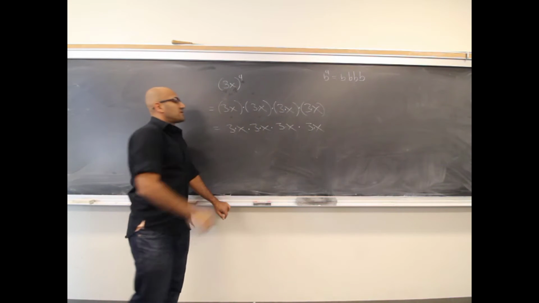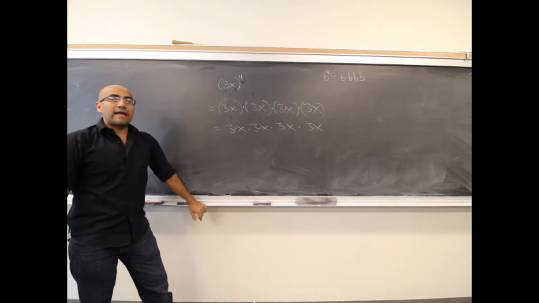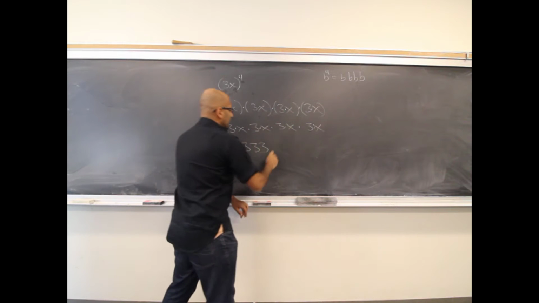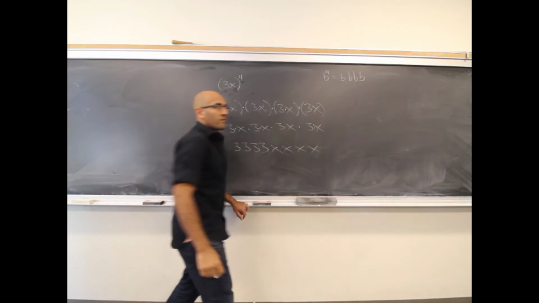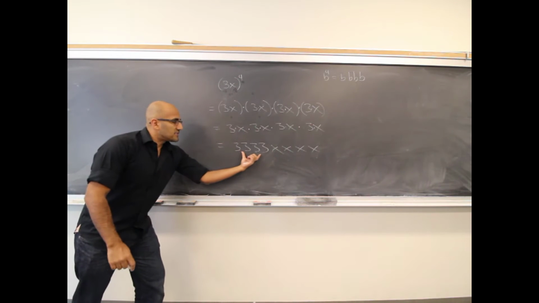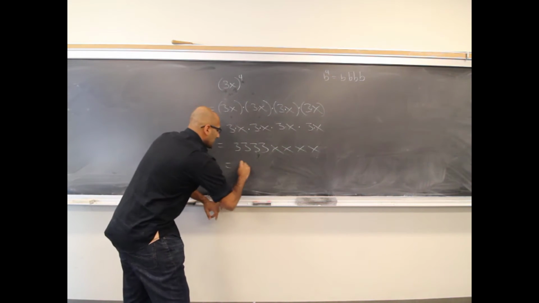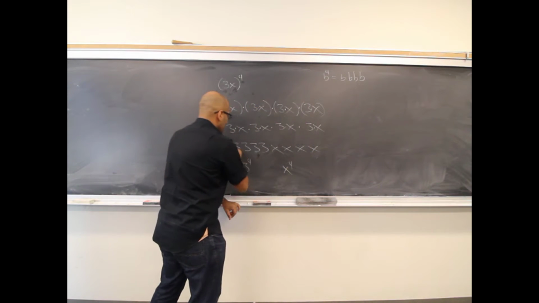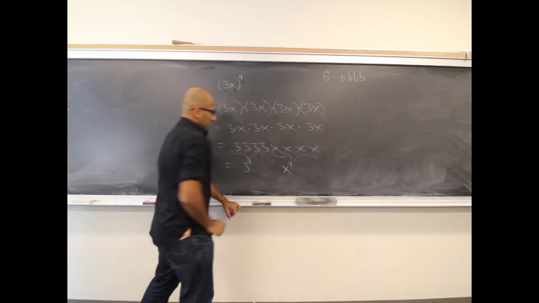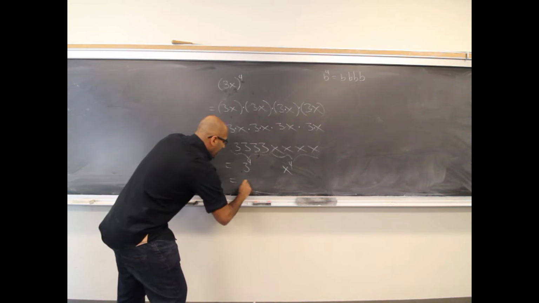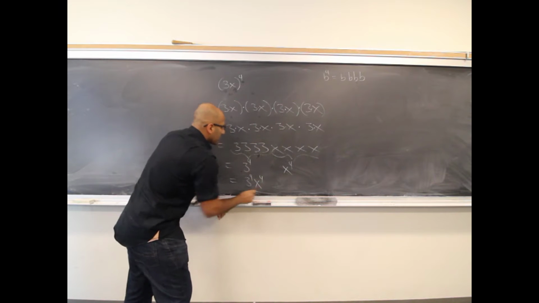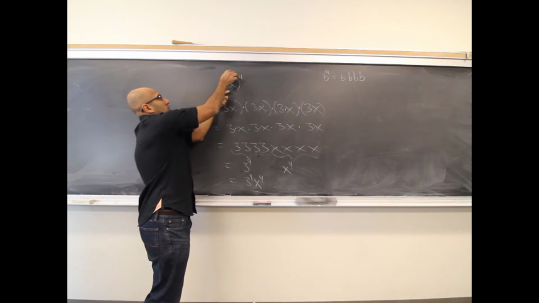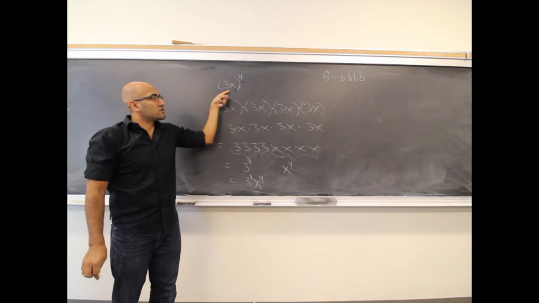And one of the great properties of multiplication is that we can reorder it any way we like. So why not group together all the 3's and then all the x's? Good. And then this can be rewritten as 3 to the power of 4, and this can be rewritten as x to the power of 4. So we can rewrite this whole thing as 3 to the 4th x to the 4th, which is what this property tells us we can do. Which almost looks like a nice, straightforward distribution of exponents.